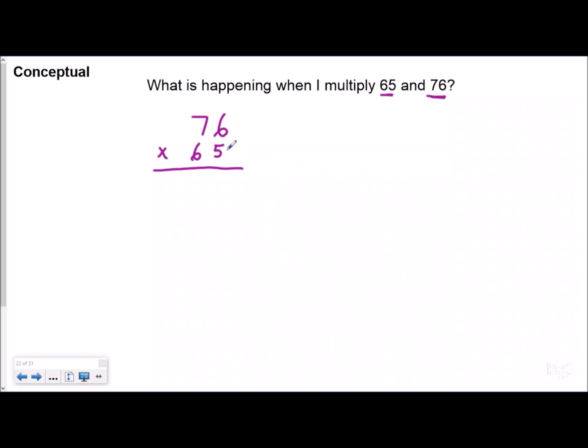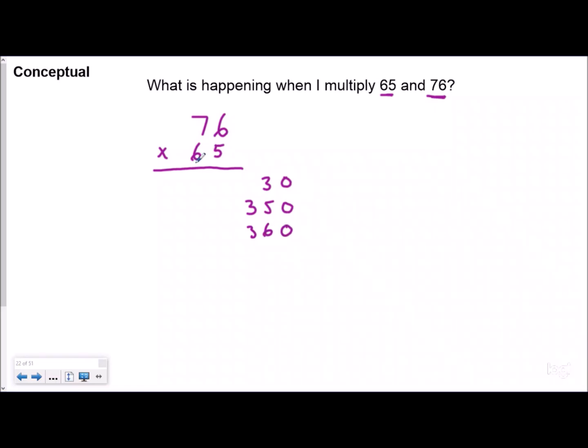And so I'm multiplying this 5, which is worth 5, times a 6. And so 5 times 6 would be 30, right? And then 5 times 7, which is really a 70, 5 times 70 would be 350. So I'm going to write that part down, right? And then I have 60 groups, and so I have 60 times 6, which would be 360.